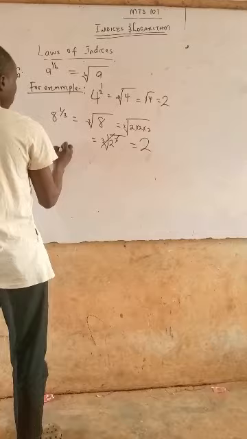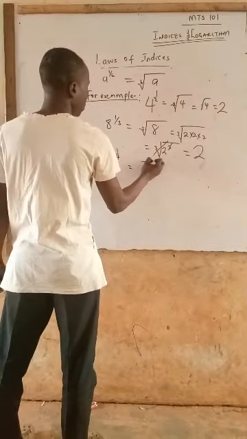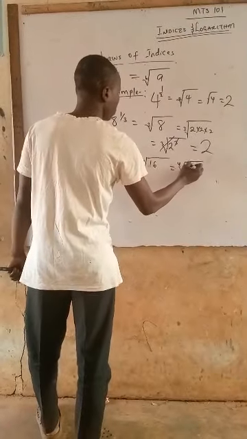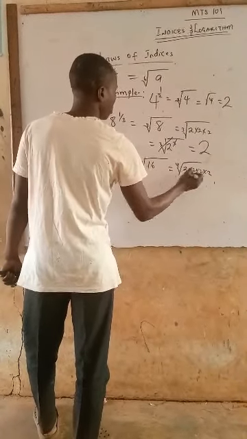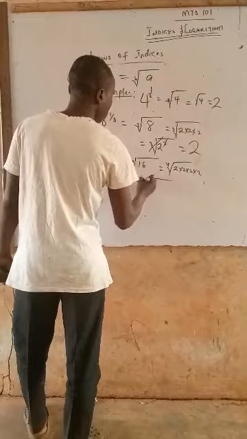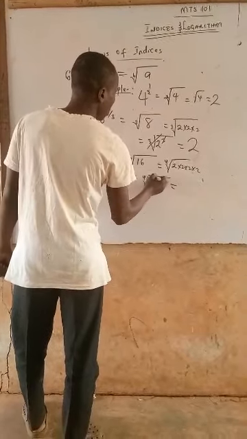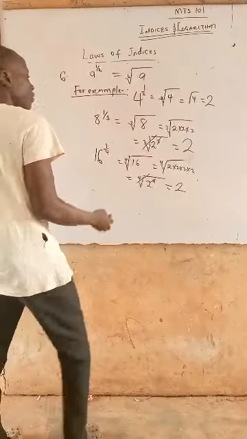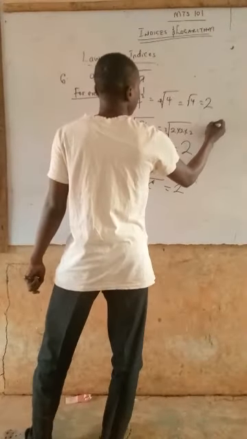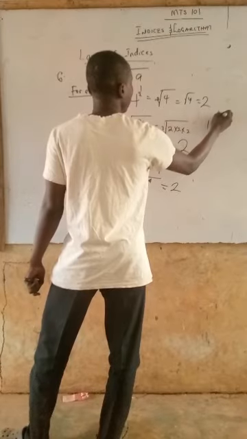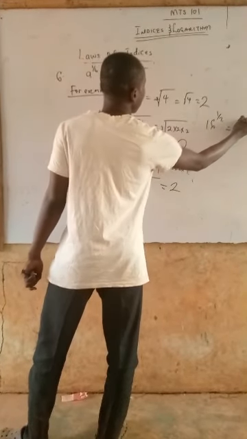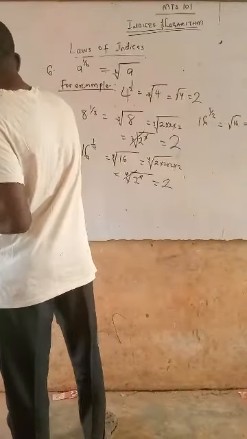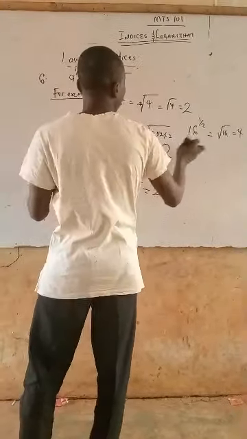What if you have 16 raised to the power of 1 over 4? This means 4th root of 16, which is equal to 4th root of 2 times 2 times 2 times 2. Then this will give us 4th root of 2 raised to the power of 4, which is equal to 2. What if you have 16 raised to the power of 1 over 2? This means square root of 16, which will give us 4. So that is that about that.